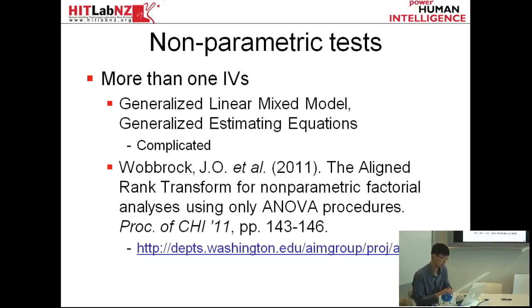So in any case, if your experiment includes more than one independent variable, and if your measurement is non-parametric, then you can choose either one of these tests, either using generalized linear mixed model or using aligned rank transform, which is a relatively new method. Sounds crazy. Yeah, it sounds crazy. And I myself am also not a statistician, so I cannot really explain all the details.